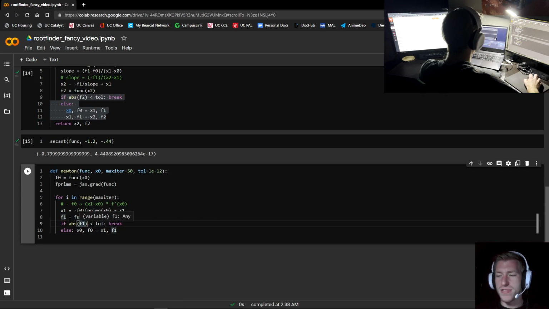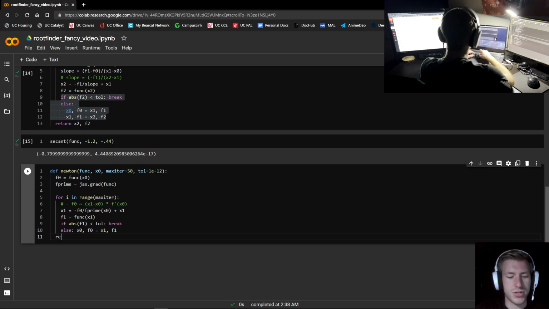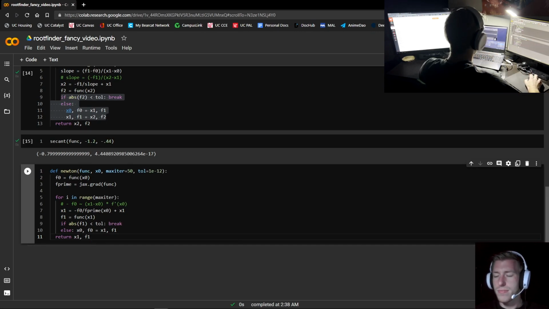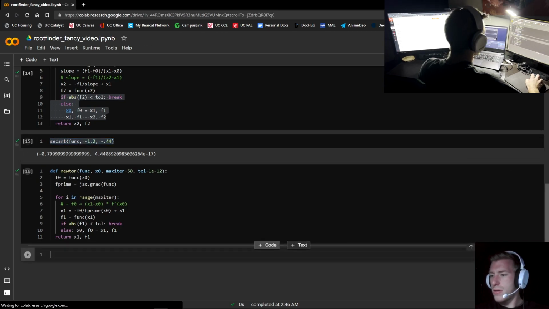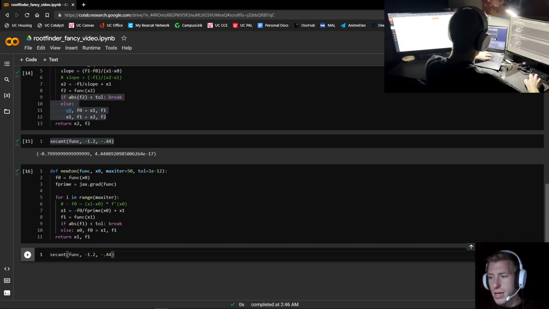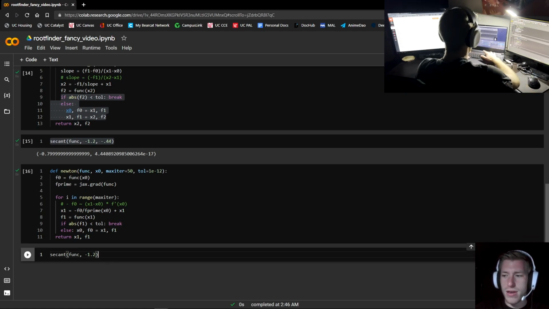So now we're going to look at f1 and say, is f1 close enough to 0? If it is, break. Otherwise, set x1 and f1 to be our new x's. And then at the very end, we're going to want to return x1 and f1. So if I copy this right here, I get rid of the end there, and I tell it to run Newton, spelled correctly.